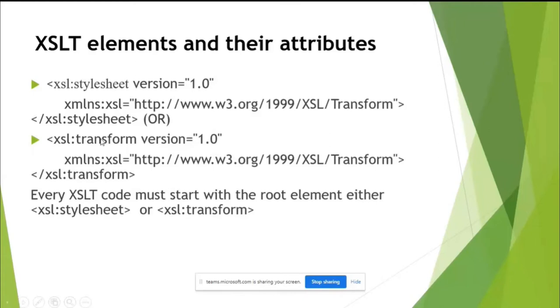Then transform, or we can also use this one, xsl:transform version 1.0. We can use this one or this one, xsl:transform or xsl:stylesheet. Both are acceptable. I have tested this one. Both are working. Every XSLT code must start with a root element, either xsl:stylesheet or xsl:transform. It has an end tag also. We have to close it. This line has to take place first in the XSLT document.